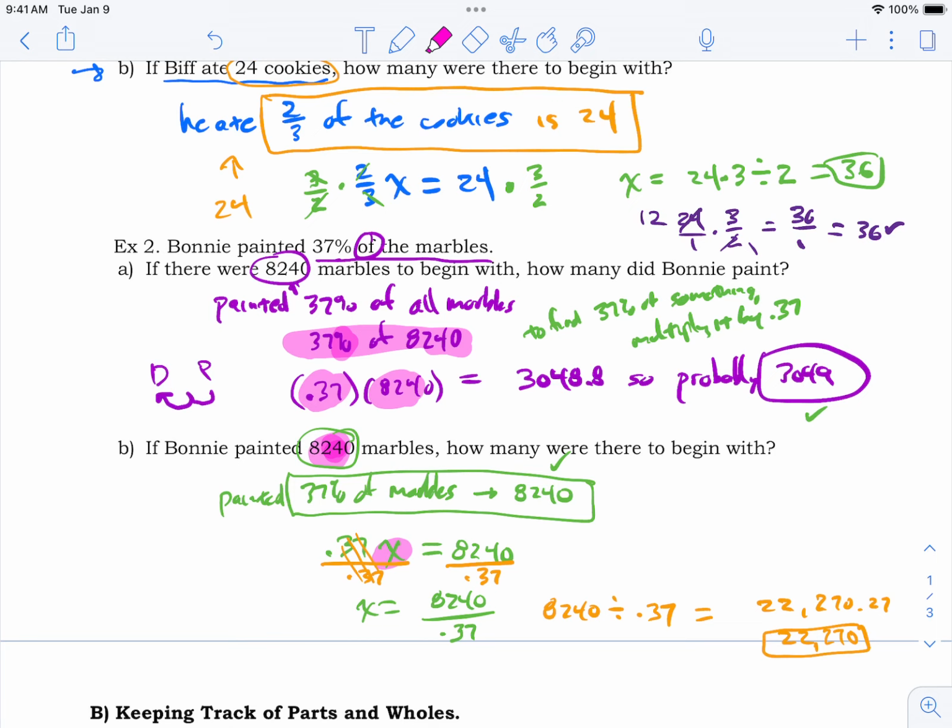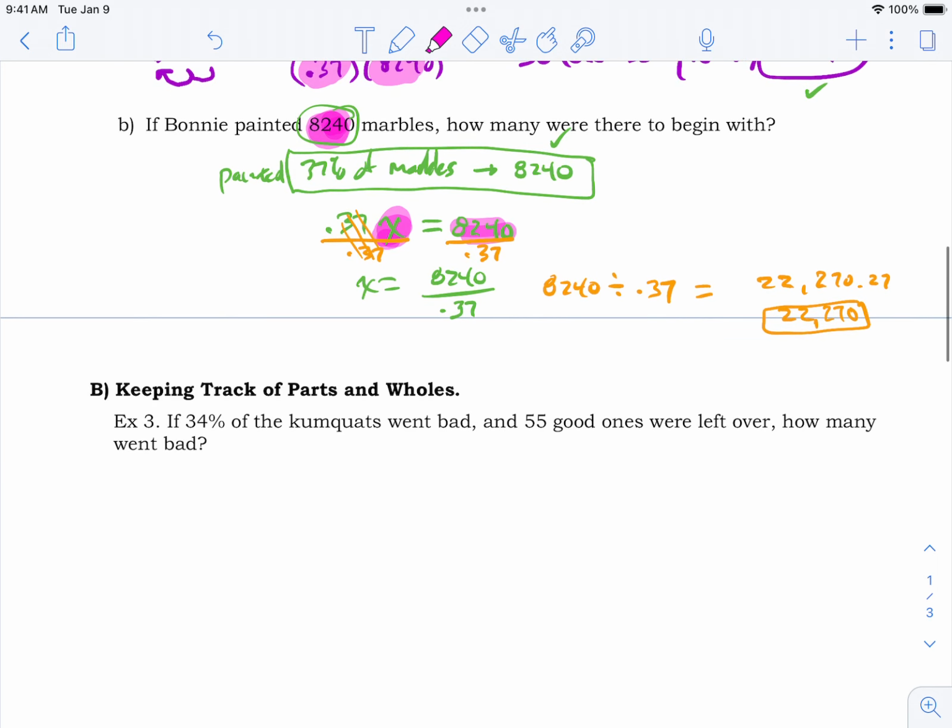You say, well, she painted 37% of the marbles. Well, how many marbles were there to begin with? And that's not what this means. If that's not what this means, then we're going to have to put an X there. She painted 37% of whatever we started with, and that came out to 8240. This is the way you have to learn to talk yourself through these things, and when you start using the same phrases over and over, you start to believe them. Become very confident and sure.